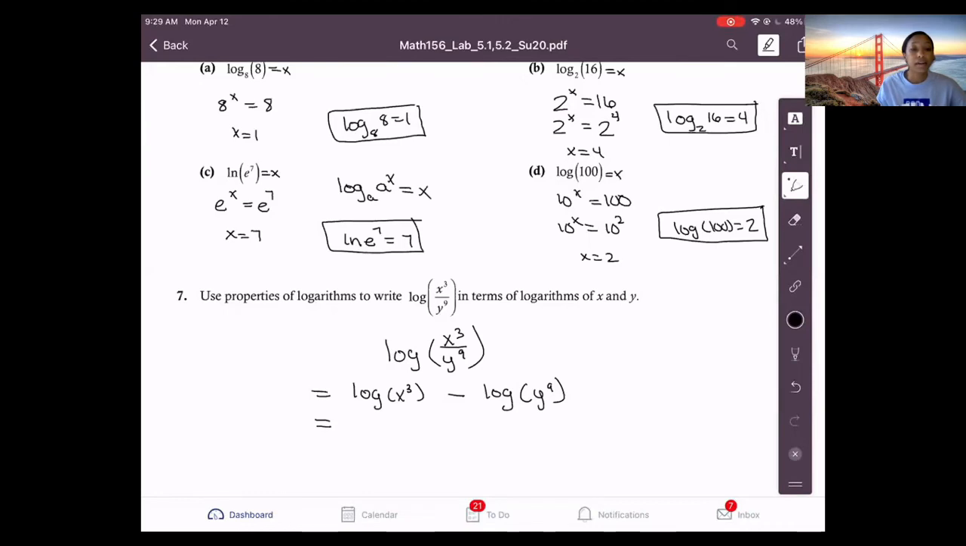And then from here, remember, if you're taking a log of some term raised to a power, we can bring that power down and multiply by it. It's the power property of logarithms. So log of x cubed is the same as 3 times log of x. Similarly, log of y to the 9th is the same as 9 times log of y. And then we are done. This is actually our answer. We started off with log of x to the 3rd over y to the 9th and ended up with something that's in terms of log x and log y.